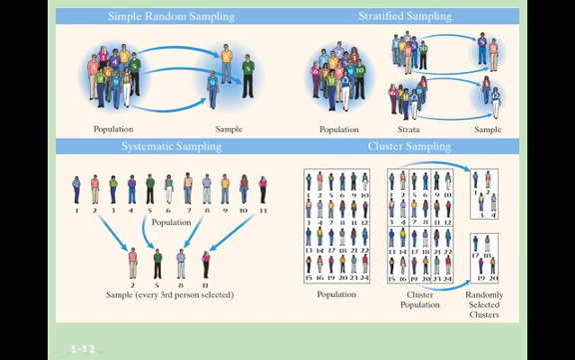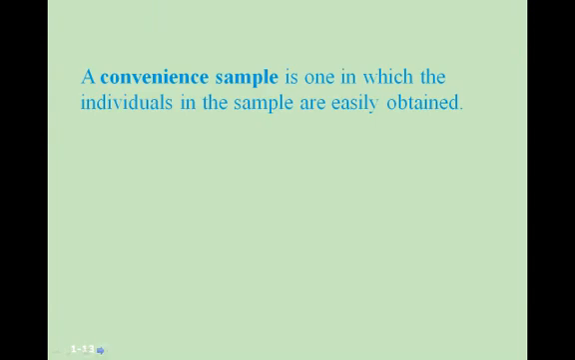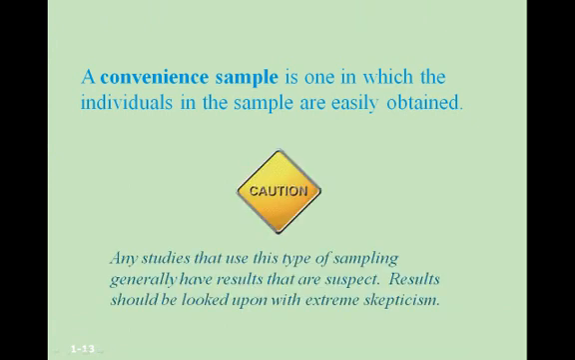Here's a picture that will help you see the differences between the 4 types of sampling we've looked at. The last type is a convenience sample. It is one in which the individuals in the sample are easily obtained. You need to use caution, however. Any studies that use this type of sampling generally have results that are suspect. Results should be looked upon with extreme skepticism.